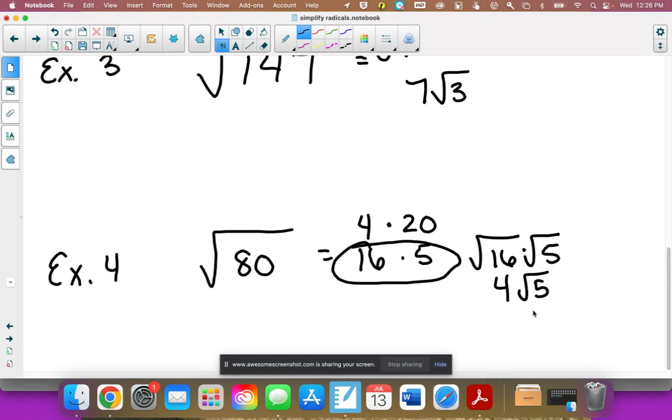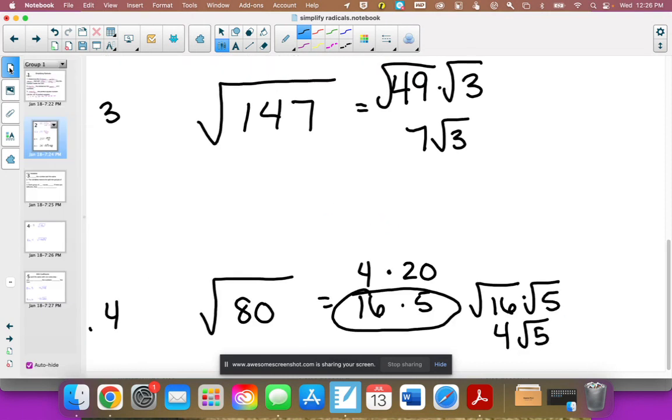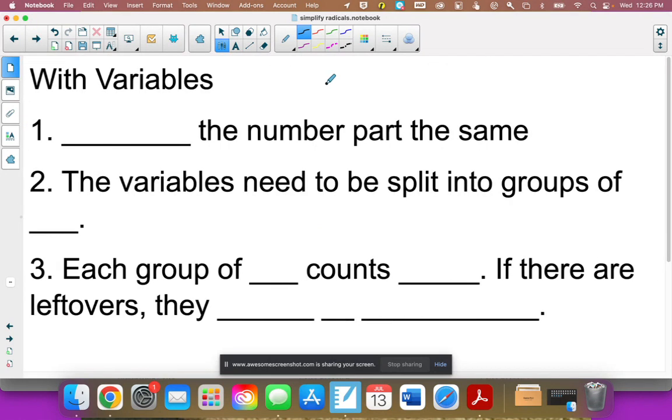Okay, so this is algebra. So we can't just stop with numbers. We do have to work with variables as well. So let's take a look. And this is, variables to me are actually easier because you're looking for pairs. That's all you're doing.